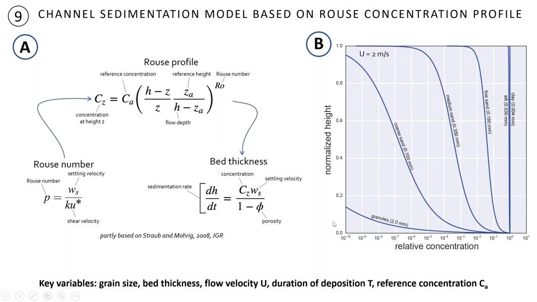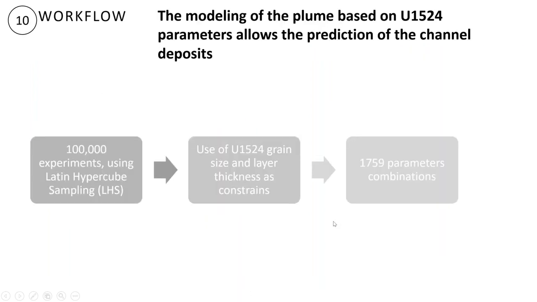Okay. So very quickly then, the workflow was based on that. We ran 100,000 experiments using Latin hypercube sampling, which I will not get into details about.